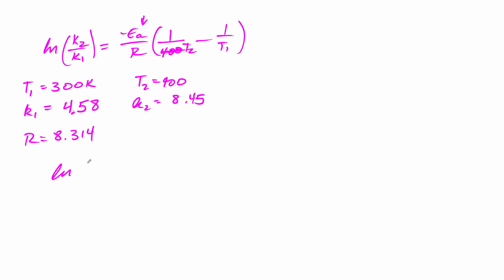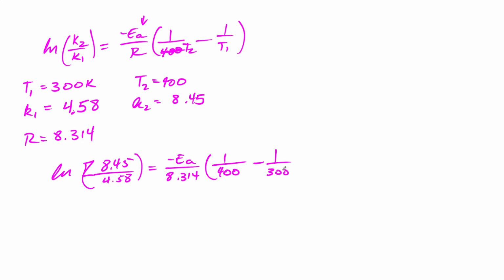So let's go ahead and plug in the numbers. Log of K2, 8.45, divided by 4.58 is equal to minus Ea over 8.314 times 1 over T2, that's 400, minus 1 over T1, that's 300. All right, so we're looking for Ea. And this is one thing I want you guys to do. Instead of moving everything back and forth to isolate Ea, we're going to do this in parts. This is how I would do it to keep it simple. Solve this first.